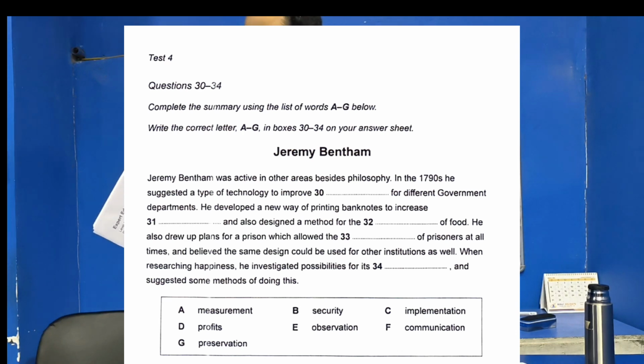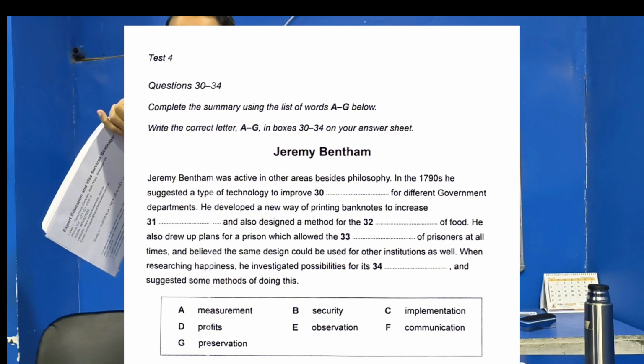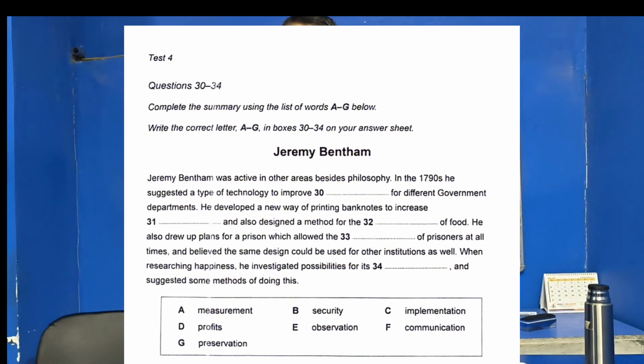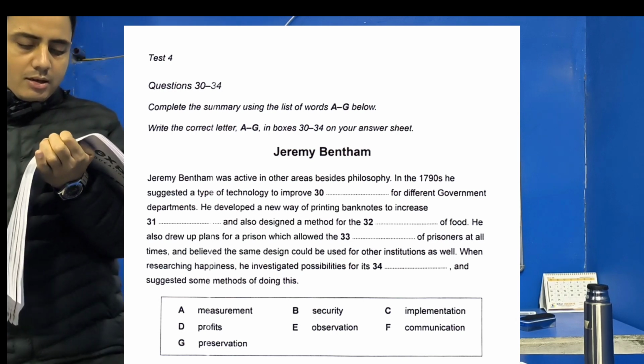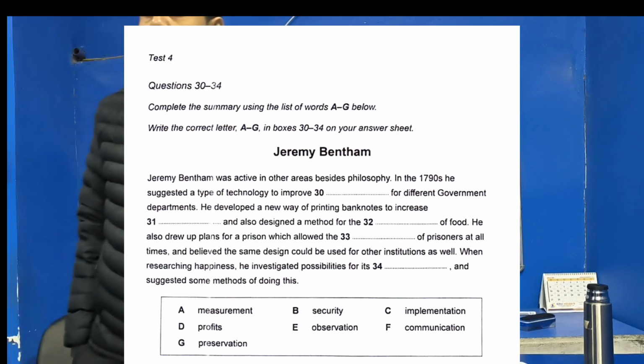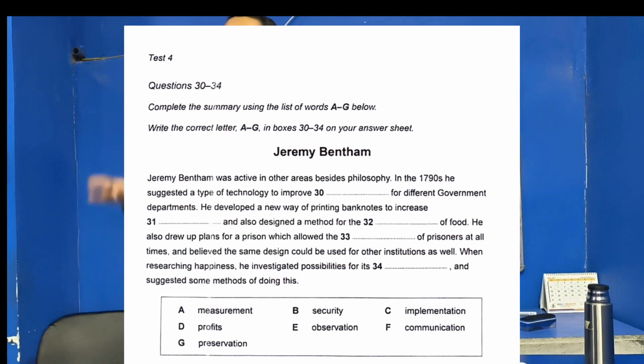He developed a new way of printing banknotes to increase what? To increase profit, maybe. To increase security as well, maybe. Banknote means currency, maybe to increase security of the currency. Whatever it can be, measurement could also be the thing. Let's keep on reading. And also designed a method for the something of food. What can be the answer?